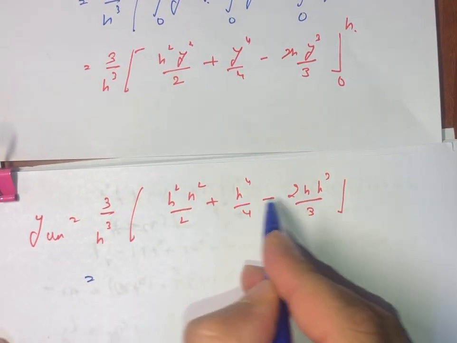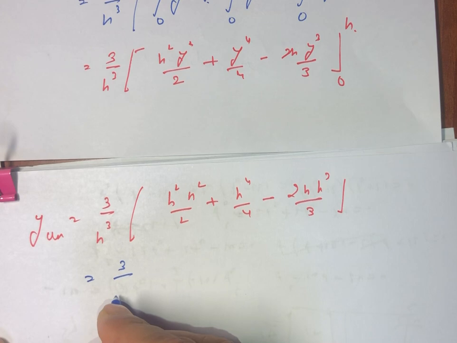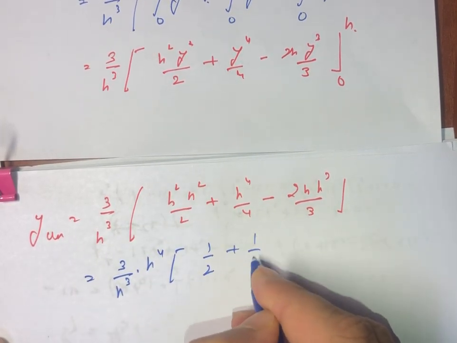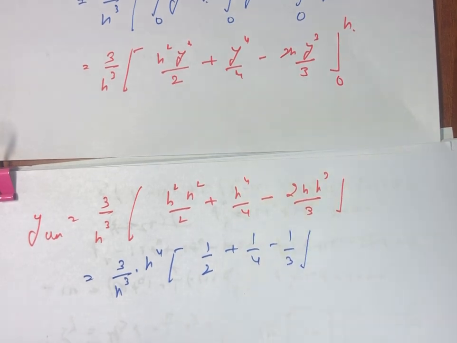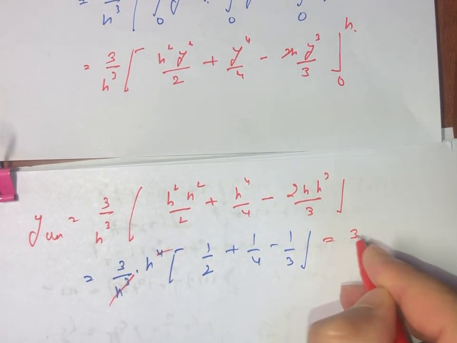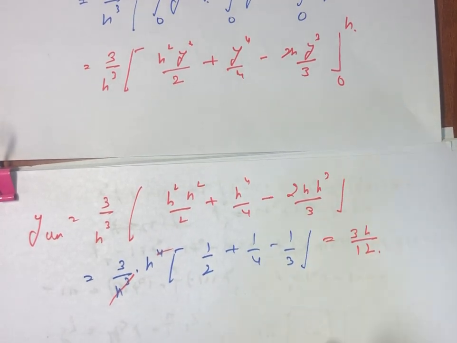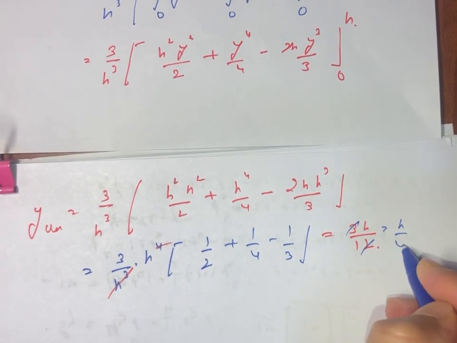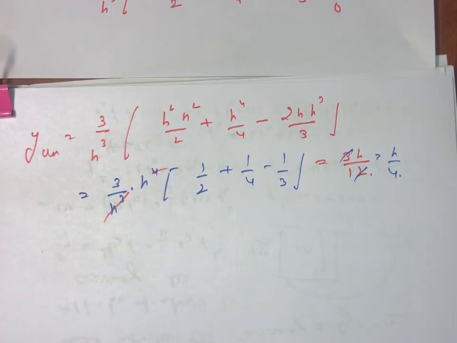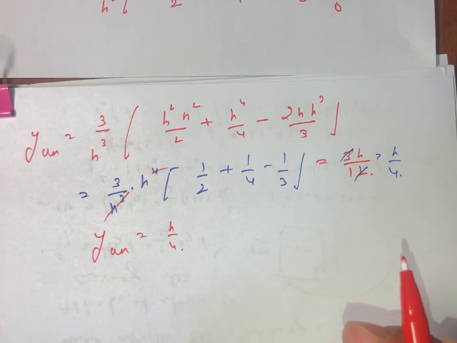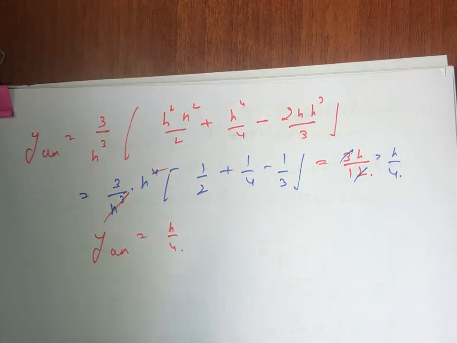Now this will be h4, h4 and h4, taking h4 as common, so this will be 3 upon h cube multiplied by h4, and we are left with 1 by 2 plus 1 by 4 minus 1 by 3. The cube goes with the 4, so we get 3h upon 12, and cancelling that, we get h upon 4. So we get y center of mass is equal to h upon 4.